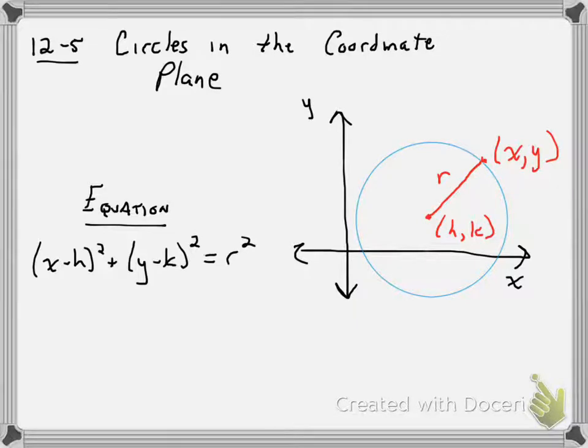12.5 is about circles in the coordinate plane. So again, we're still dealing with circles here, and we're going to use this equation right here. (x - h)² + (y - k)² = r², where x and y is just a point anywhere on the circle, h and k is the center of your circle, and r being your radius.